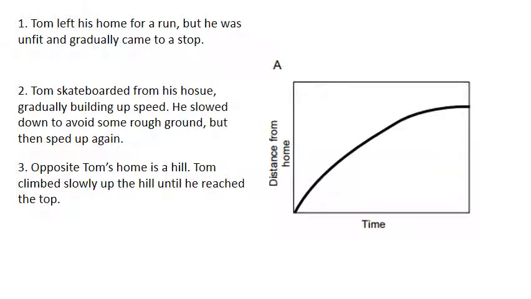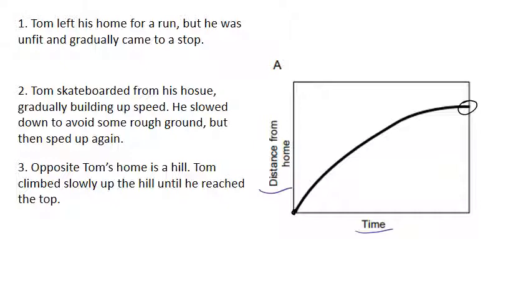Once again, we look at our axes. The y-axis is distance from home, and the x-axis is time. Tom left his home for a run, but he was unfit and gradually came to a stop. So he left his home, so that's good. He started at home, and as he ran, it starts to flatten out until he reaches here. And there it looks like his distance is not increasing or decreasing. It's like he stopped. So number 1's a good option.